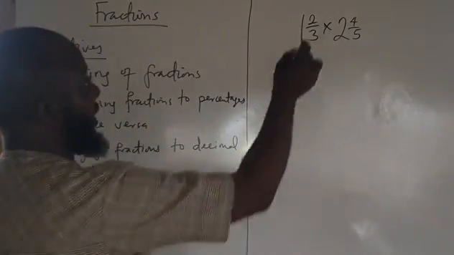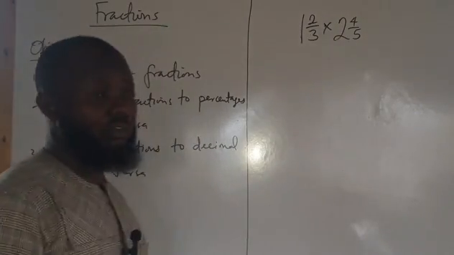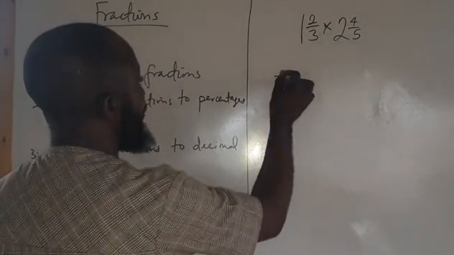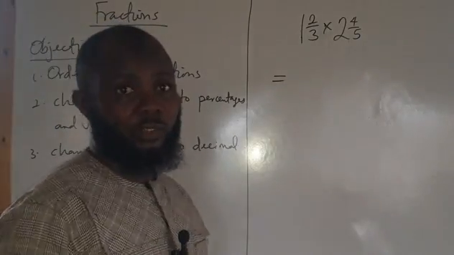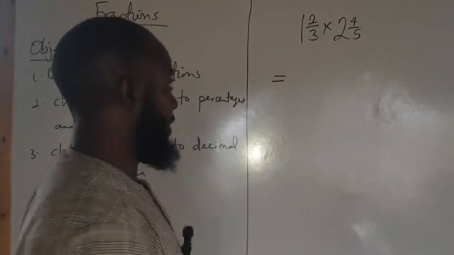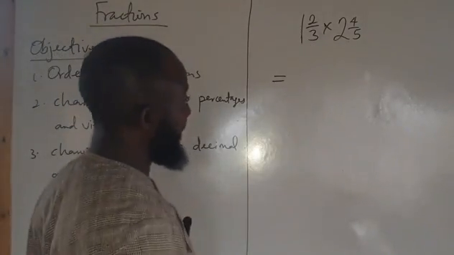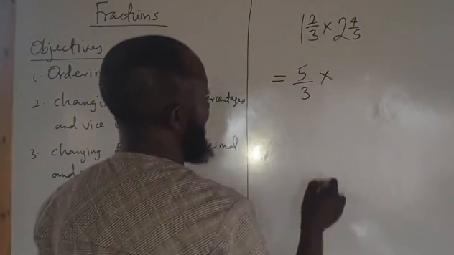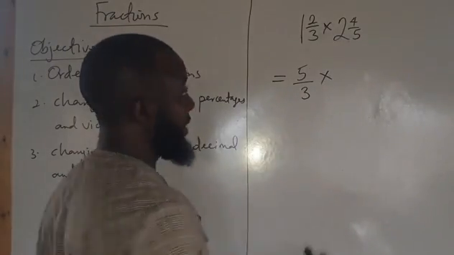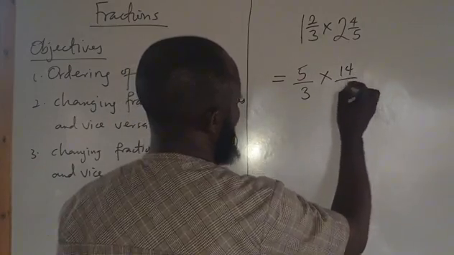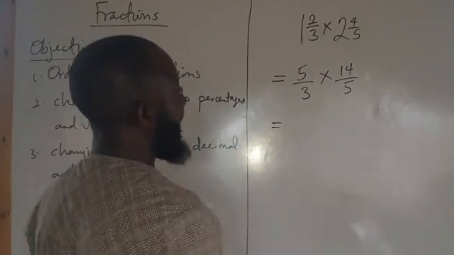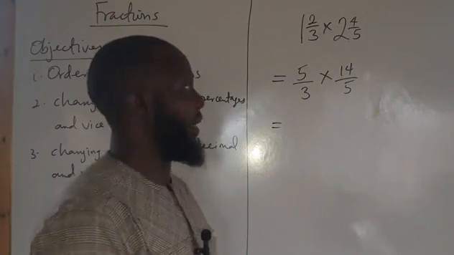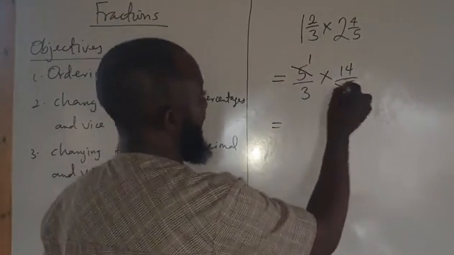Now, we are multiplying 1 whole number 2 over 3 by 2 whole number 4 over 5. The first thing you need to do here is to change each of the fractions to what? To improper fractions. So we have 1 multiplied by 3, that is 3, plus 2, that is 5, over 3. Then 2 multiplied by 5 is 10, 10 plus 4 is 14, over 5. Then we look for common factors, what can divide numerators and denominators at the same time. So 5 can go here 1, 5 can also go here 1.